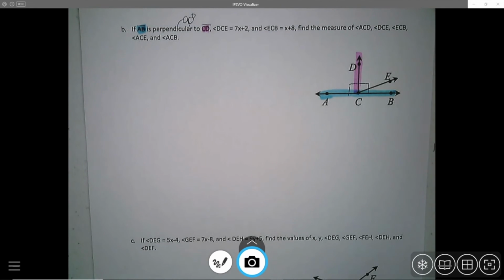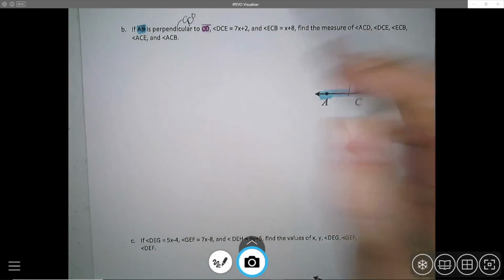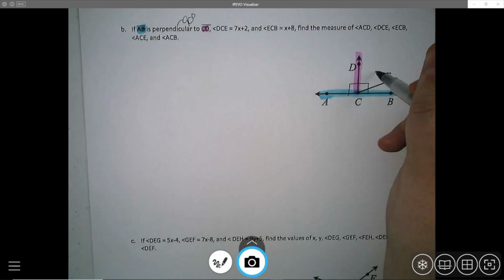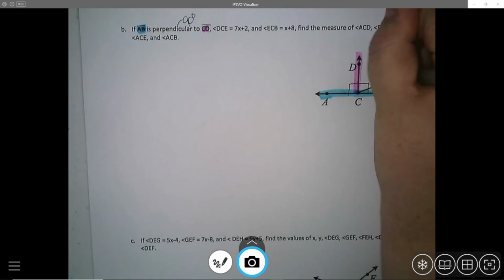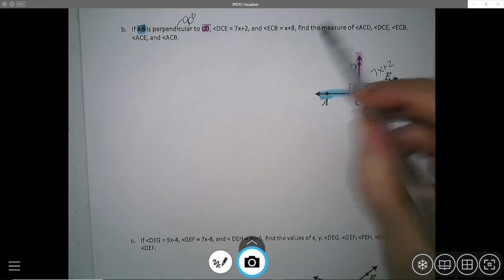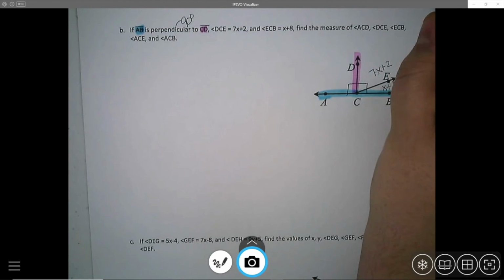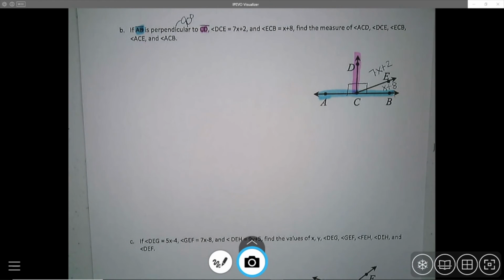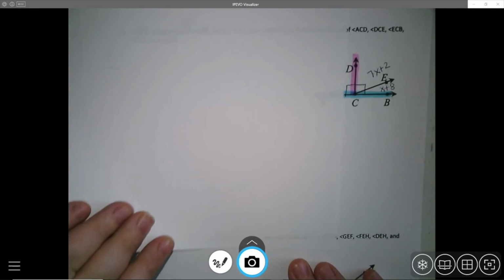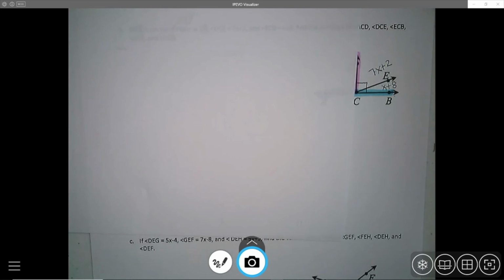So now what I need to look for is to mark the rest of the picture. Okay, so looking at this, the rest of the picture, DCE, from D to C to E, right up here, is 7x plus 2. From E to C to B is x plus 8. Now, I didn't mark anything else here, so I'm going to cover it up. This is what I have marked right now.